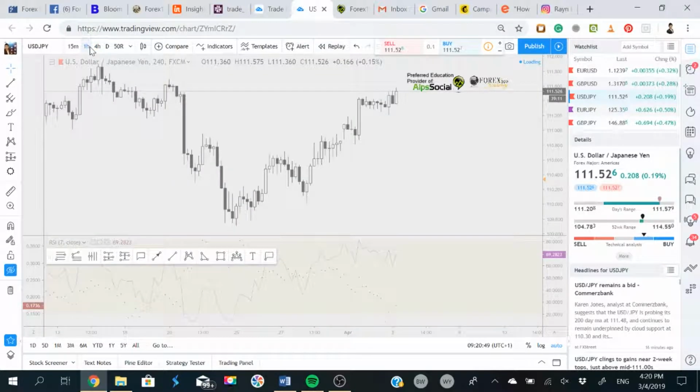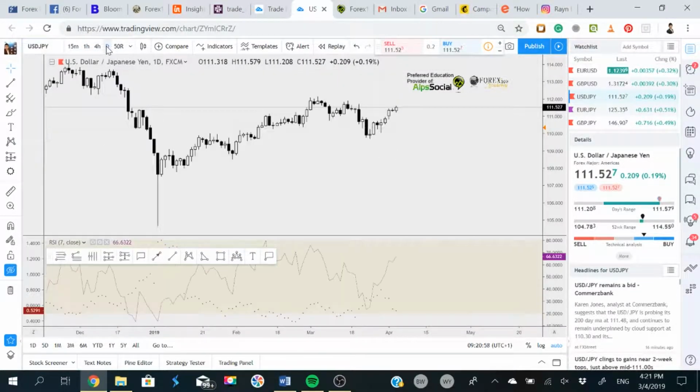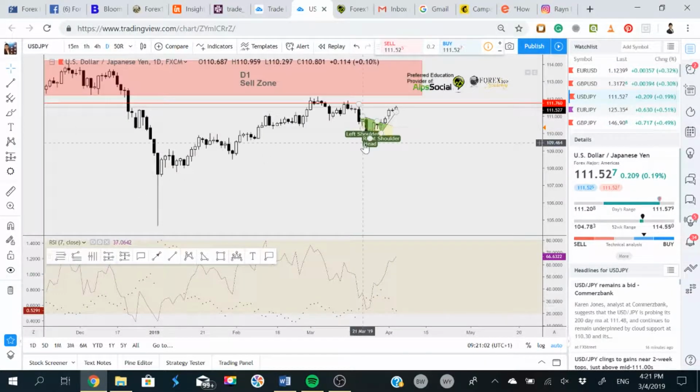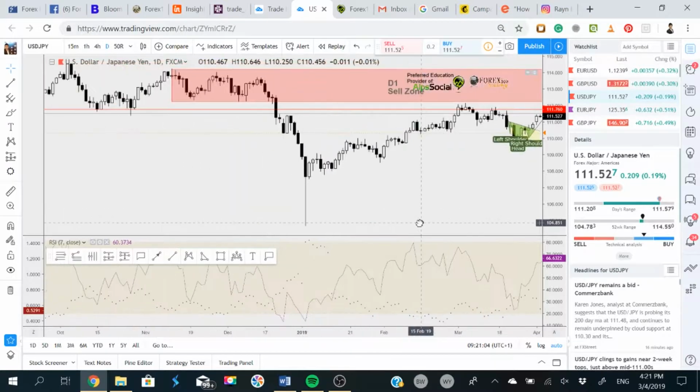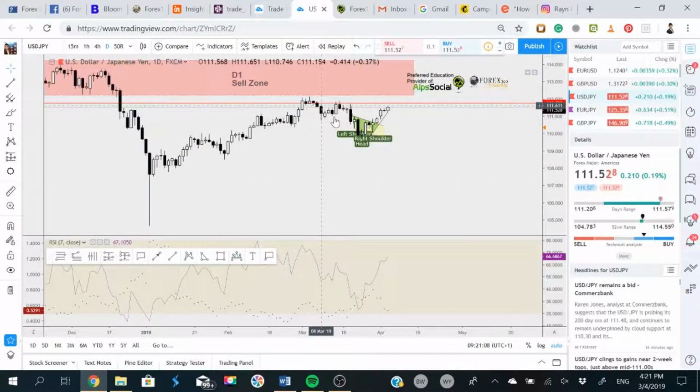Head down to the 1-hour chart. Very bullish move until right now it has retested the previous high. Back to the daily chart, while I share with you my analysis on the daily chart. Very simple, a sell zone over here. The market is about to touch a sell zone before it reverses.